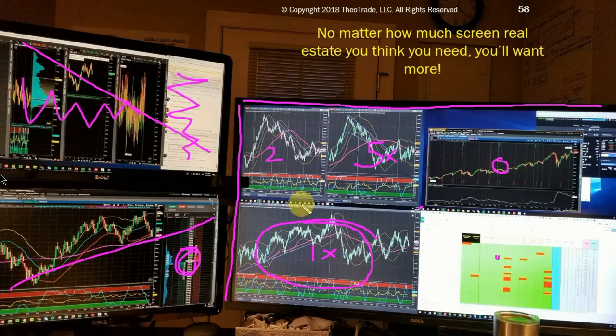No matter how much you think you need, what is that? Parkinson's law: work expands to fill the time available until a deadline. This is kind of the same thing. It's the same application of Parkinson's law. No matter how many screens you have, you'll find a way to use all of them.